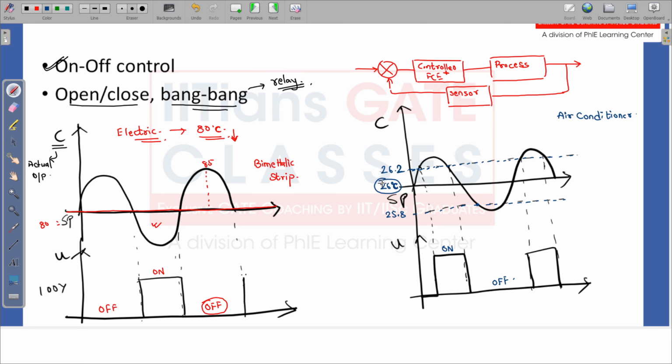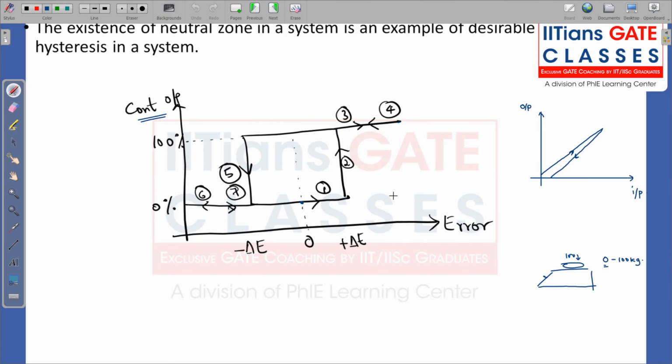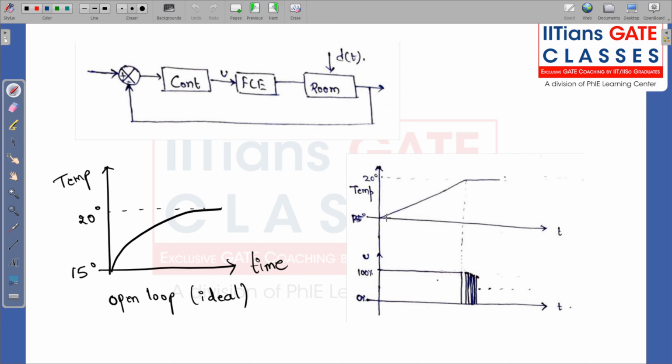Previously the width was near about 4 degrees, because I had taken 2 degrees below and 2 degrees above, so there was a 4 degree range. Now I have taken only 0.4, so I have reduced the neutral width by 10 times. So what will happen? Once the AC reaches 26 degrees, continuous switching on, switching off, switching on, switching off will take place, which will destroy the device.